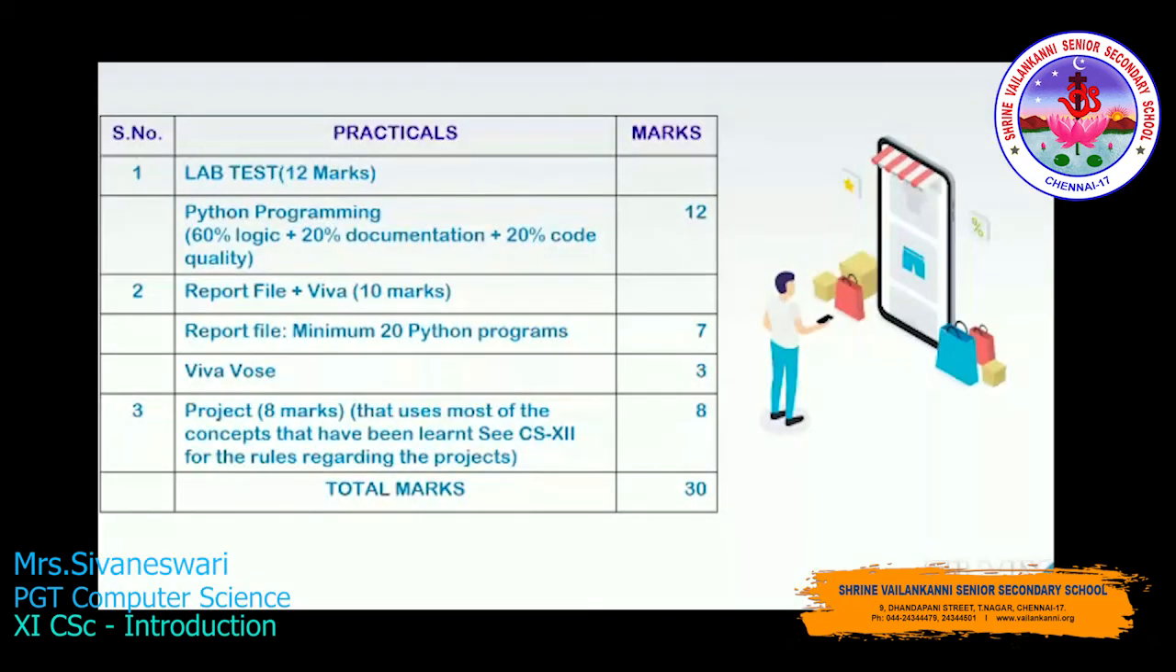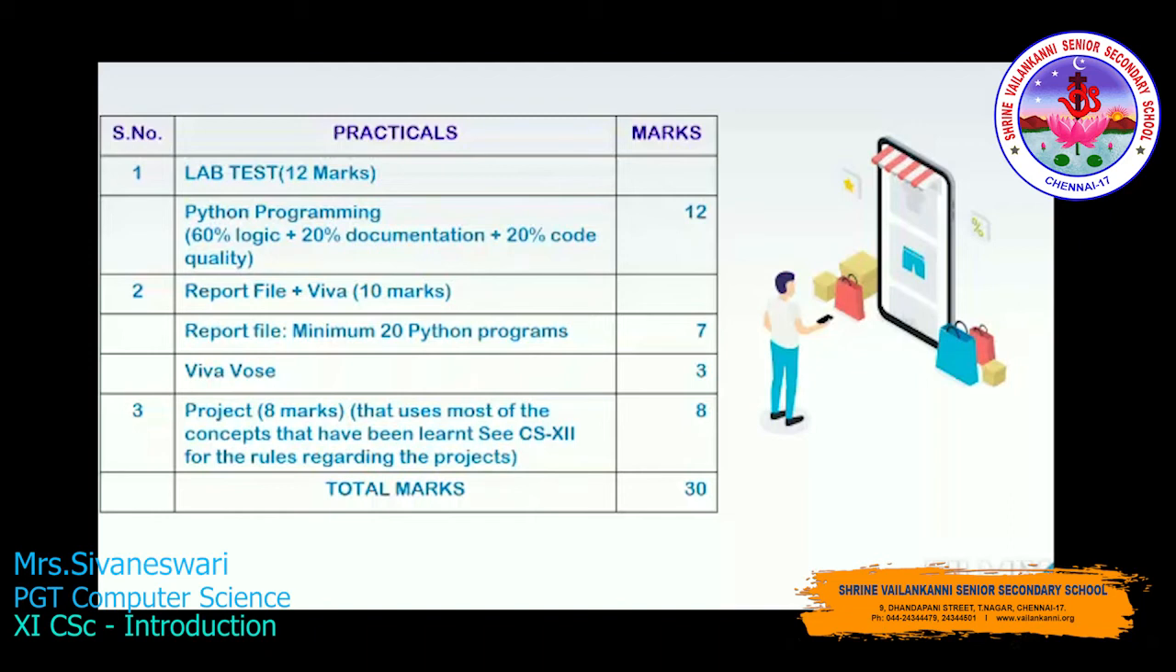Now let's see the practical details. You have a lab test where you have Python programming. So in this Python programming, 60% for logic, 20% for documentation, 20% for code quality. So altogether you get 12 marks for your lab test.